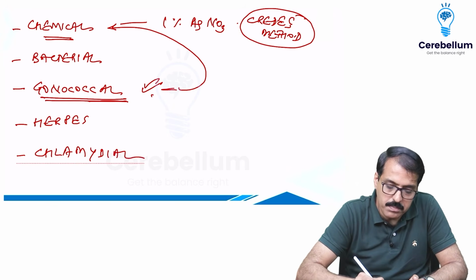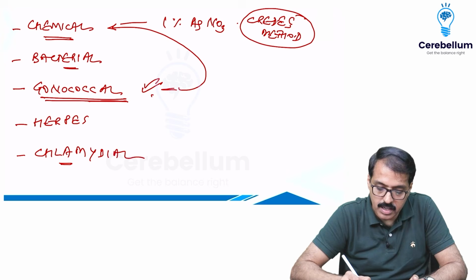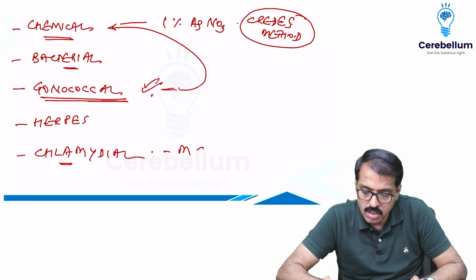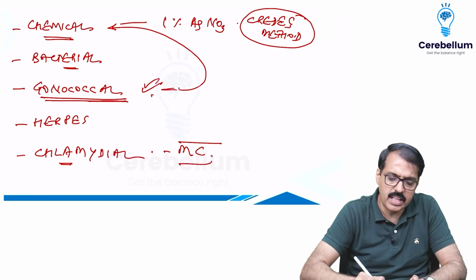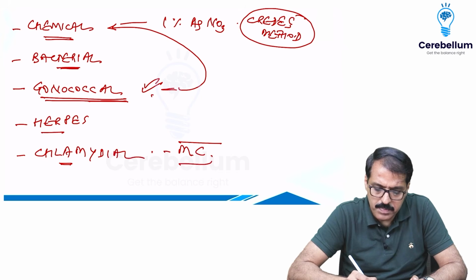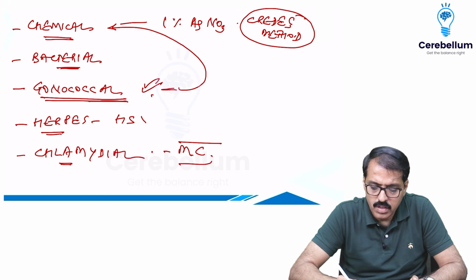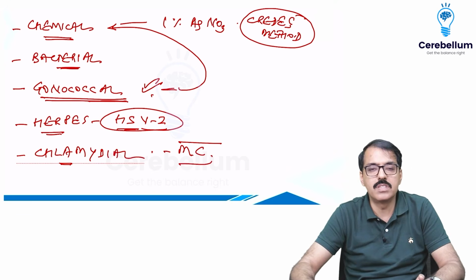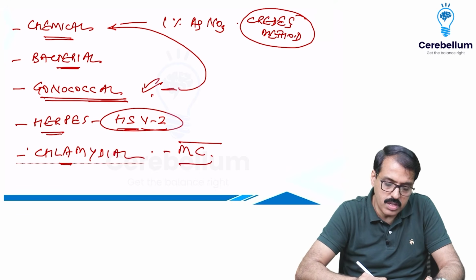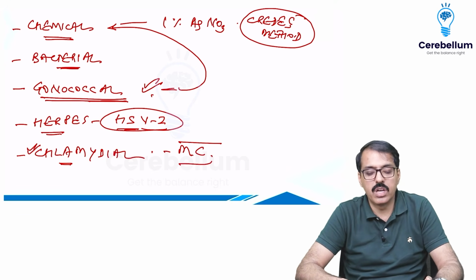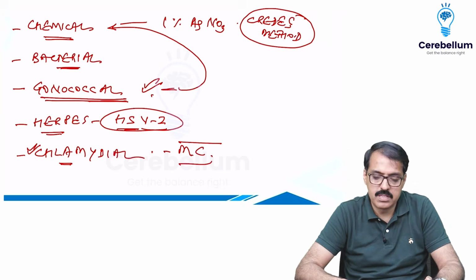Nowadays, what are common are bacterial and chlamydial. Chlamydial is now the most common, otherwise bacterial, and herpes HSV2, which causes below-the-waist lesions, is also a common cause. But the most common now is chlamydial. So this is ophthalmia neonatorum.